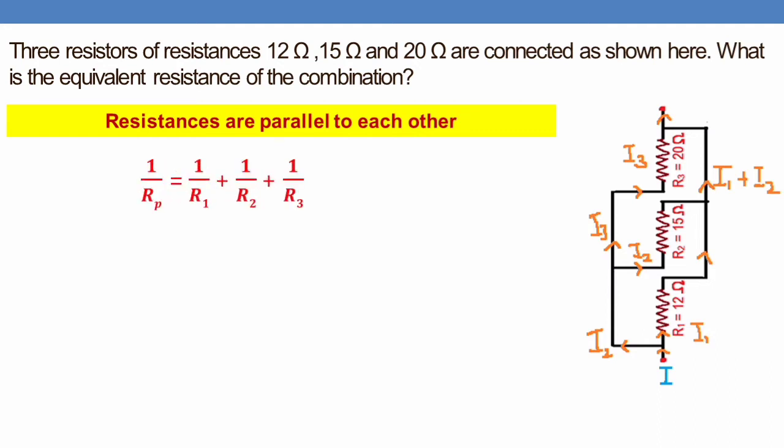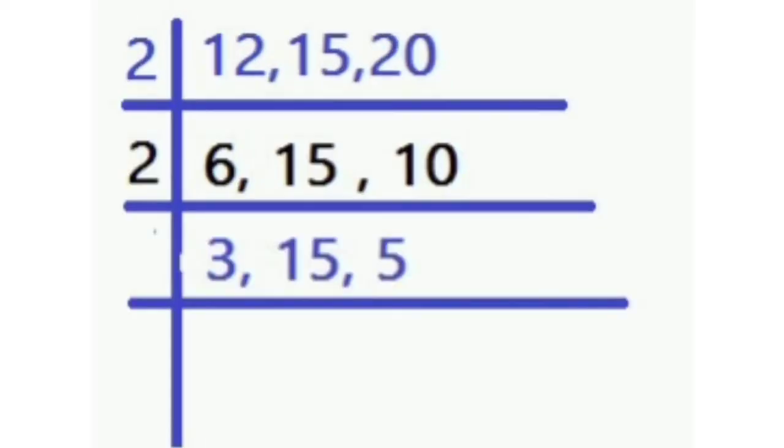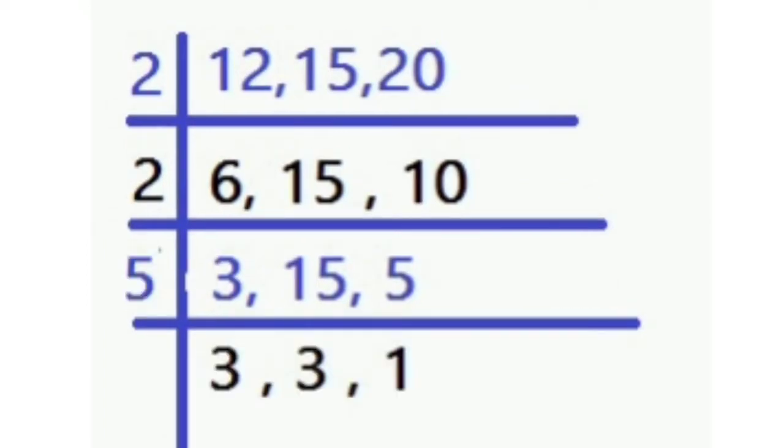So 1 by Rp is equal to 1 by R1 plus 1 by R2 plus 1 by R3. Substitute the values: 1 by 12 plus 1 by 15 plus 1 by 20. Find out the LCM. Why are we going for an LCM method? Because there are three denominators and all the three denominators are different from each other.